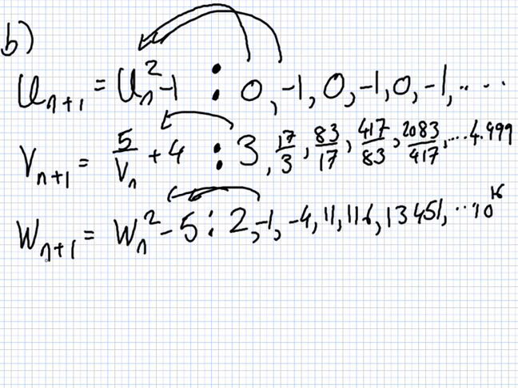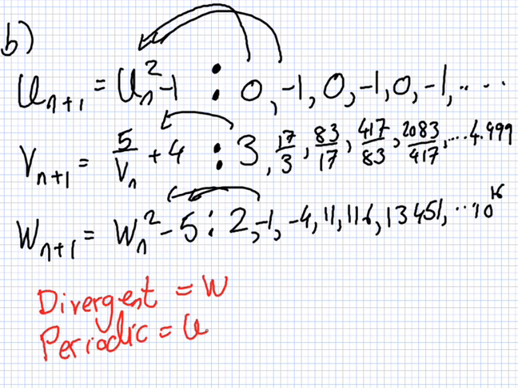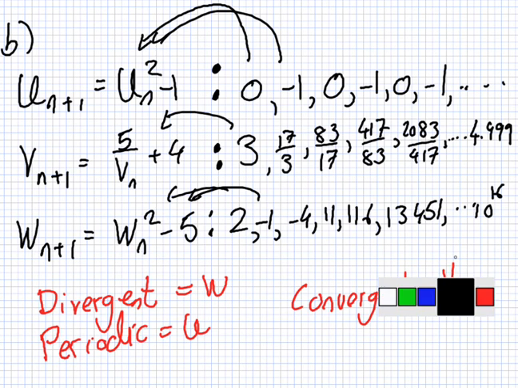Okay, which one do you think is the divergent one? Divergent is the w one, isn't it? Which one is the periodic one? Which one is the one that's repeated? The first one. And therefore, which one is the convergent one that has a limit? The v. Alright, that's done.